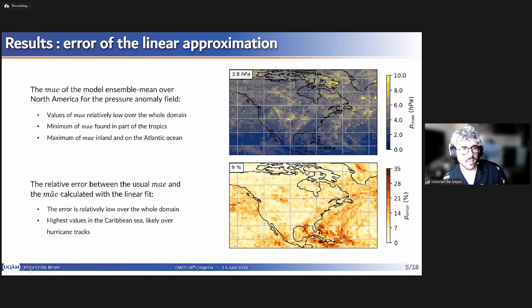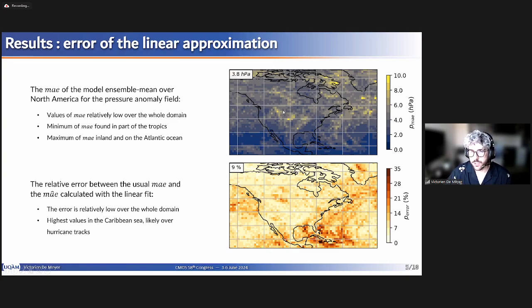So when looking at the mean absolute error, the MAE, of the model ensemble mean, so the 28 models that we use over North America, the domain that we use here, that's what you can see on the upper right corner of that slide. You can see that this error, the MAE, is pretty low across the whole domain. We have a domain average across the 28 models of 3.8 hectopascal, which is quite low.